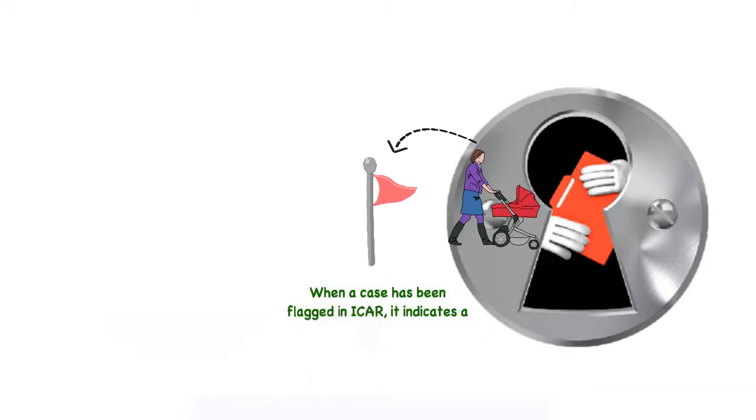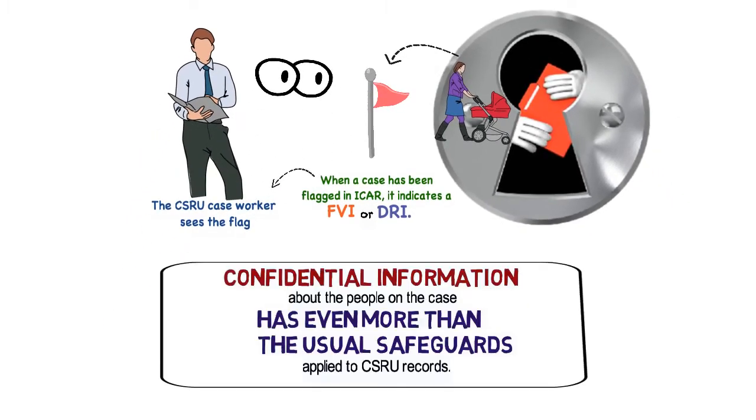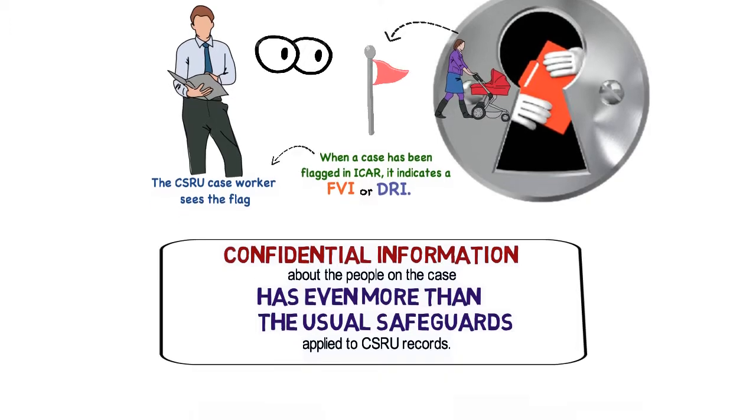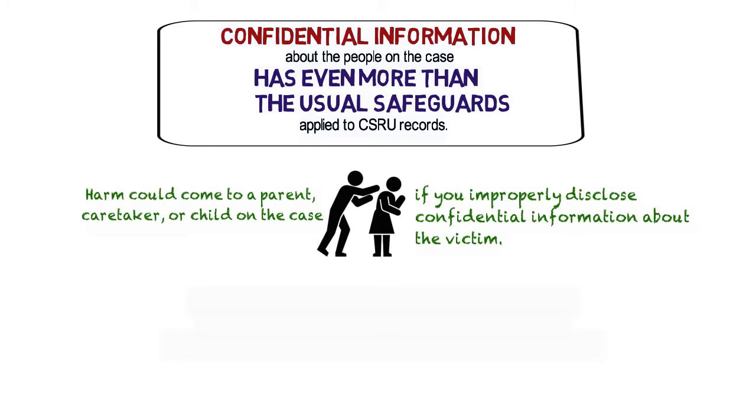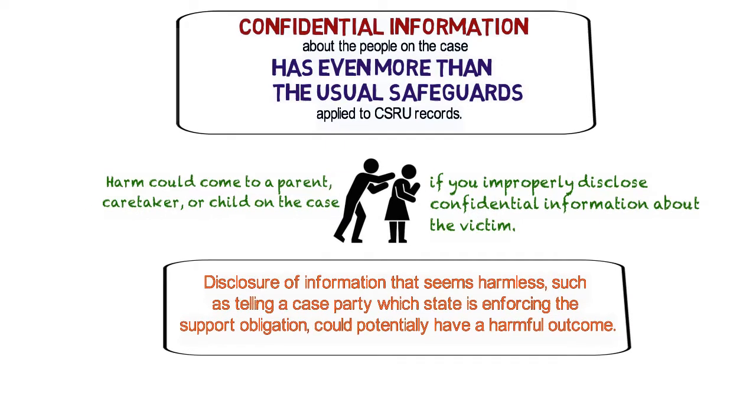When cases are flagged with an FVI or DRI, the CSRU caseworker can see the flag. The confidential information about the people on the case has even more than the usual safeguards applied to CSRU records. Therefore, it's important to recognize harm could come to a parent, caretaker, or child on a case if you improperly disclose confidential information about the victim. Disclosure of information that seems harmless, such as telling a case party which state is enforcing the support obligation, could potentially have a harmful outcome.